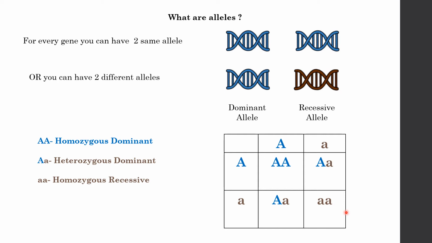So alleles may be the same, or they may be different. You can see that this condition is called homozygous dominant. This is called heterozygous dominant, and this is called homozygous recessive.